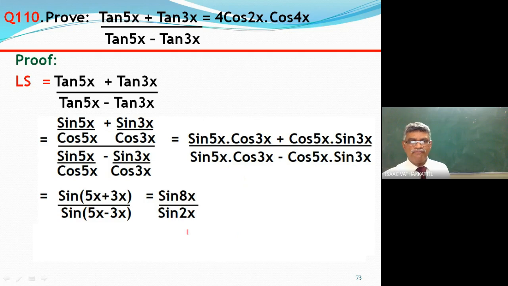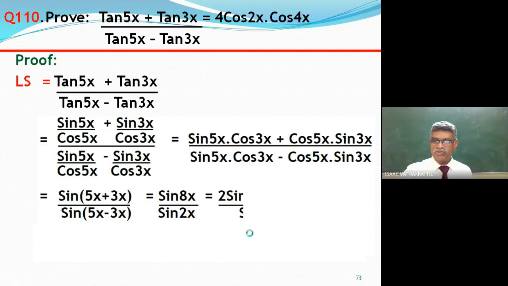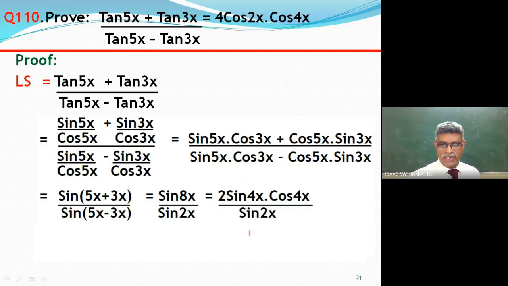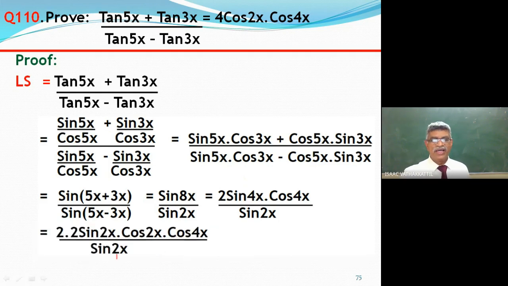Now you know the formula for sin 2x is 2 sin x cos x. So sin 8x will be 2 sin 4x cos 4x. Again sin 4x you can write as 2 sin 2x cos 2x, because sin 2 theta is 2 sin theta cos theta. Sin 2x cancels and you are getting 4 cos 2x cos 4x. Not hard.